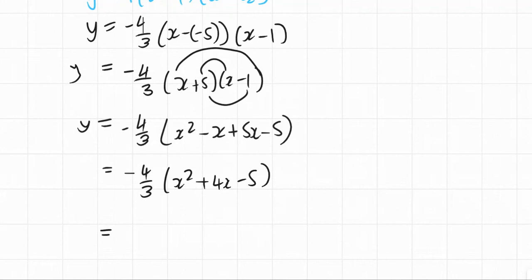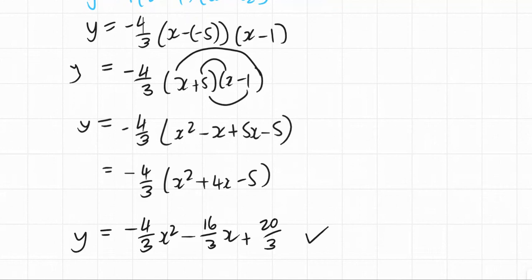And last step here, we times it in. So minus 4 over 3 times x squared is minus 4 over 3 x squared. Minus 4 over 3 times 4x is minus 16 over 3 x. That's not 20, it's 16, because the next one's 20, so that's self-checking. It can't be 20. Minus 4 over 3 times 5... minus 4 over 3 times minus 5 is positive 20 over 3. And this is the correct answer. Okay, so that was the x-intercept method.